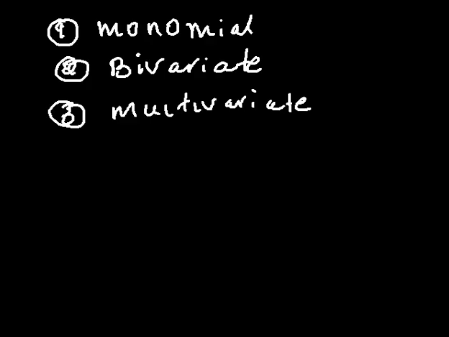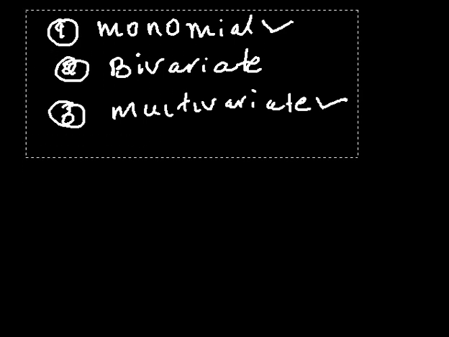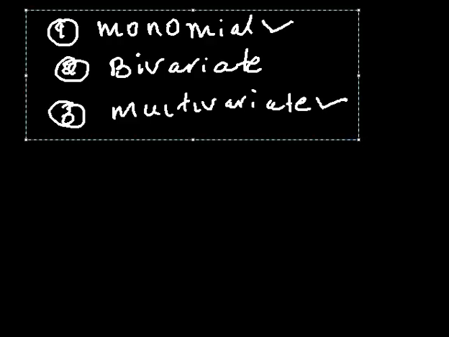So here's the question for you. Try to come up with examples of monomial data and multivariate data that you understand. And I want to see the responses in the comment section below if you can. So let's see what bivariate data is, as the lesson is centered on it.